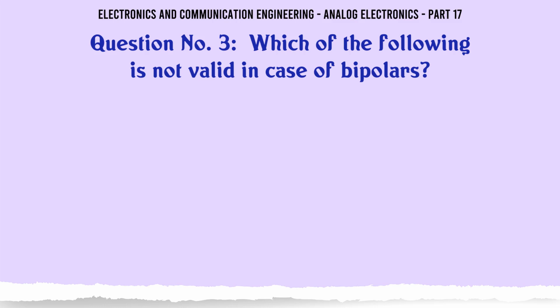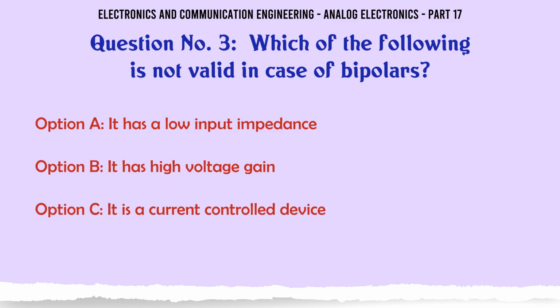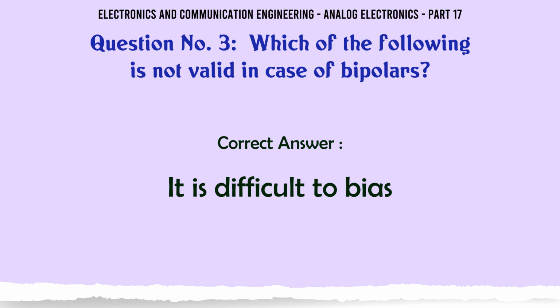Which of the following is not valid in case of bipolars? A. It has a low input impedance. B. It has high voltage gain. C. It is a current-controlled device. D. It is difficult to bias. The correct answer is it is difficult to bias.